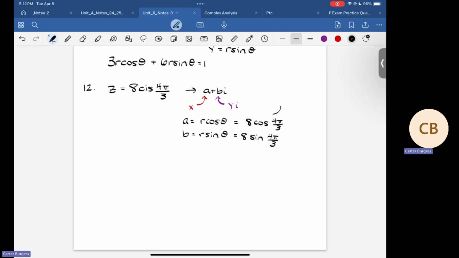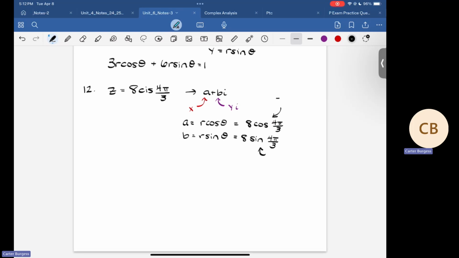This is unit circle. This is a quadrant 3 angle, so both x and y are negative, and in particular, pi over 3 reference, negative 1/2, negative root 3 over 2, multiplying them by 8, and I get my value for z. This is going to be negative 4, and negative 4 i root 3 for my y value.